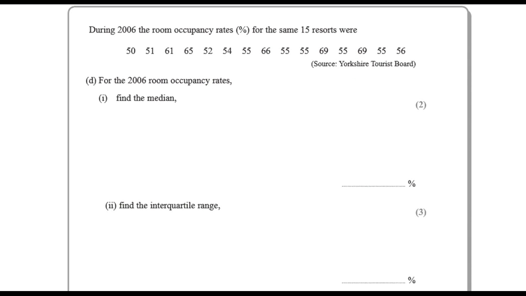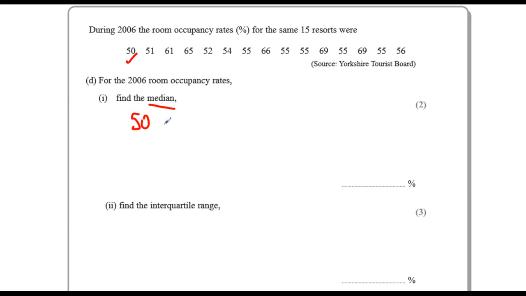During 2006, the room occupancy rates percent-wise for the same 15 resorts were, and we've got a list of numbers. For 2006 room occupancy rates, find the median. So median is a middle number. Before we can do that, we must put our numbers in order. And they start to look like they're in order, but then you jump to 61 and go down lower. So they're not. But the lowest is 50, so that's kind of trying to trick you, I think, a little bit.